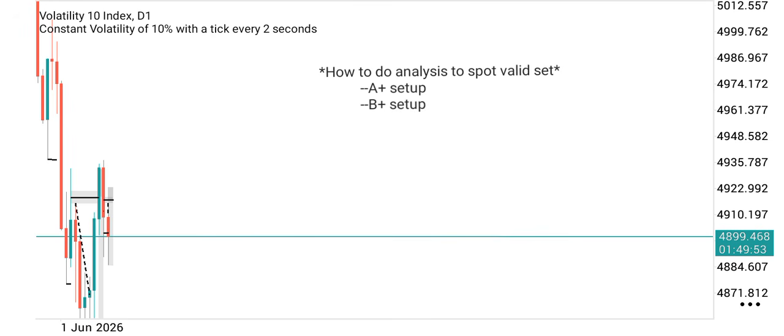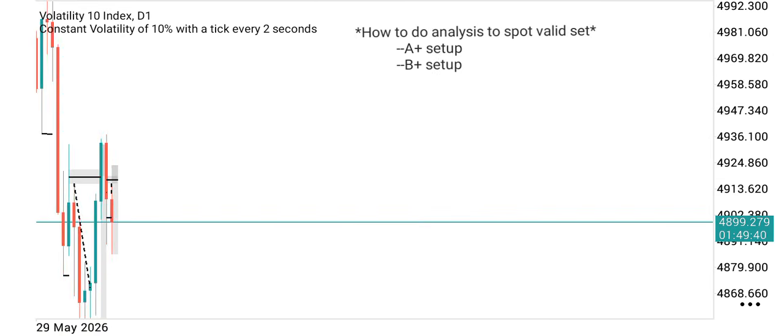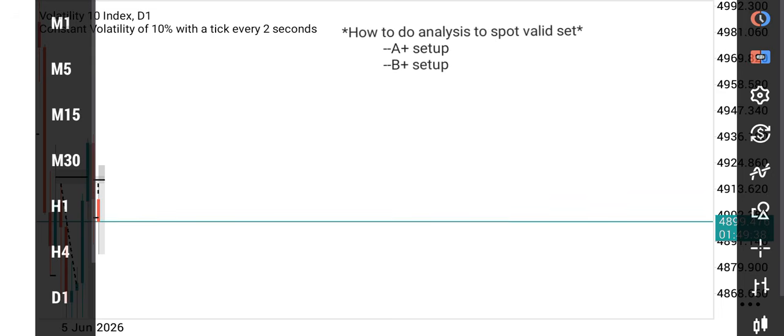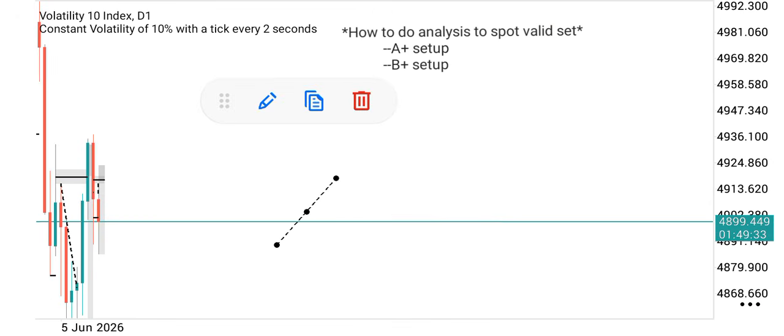So a B plus setup is a setup that does not have an origin. You're just moving with the trend. Understand? No origin. Moving with what? The trend. There is no origin. For instance, let's say the market is in an uptrend. Let's say the market is an uptrend market.